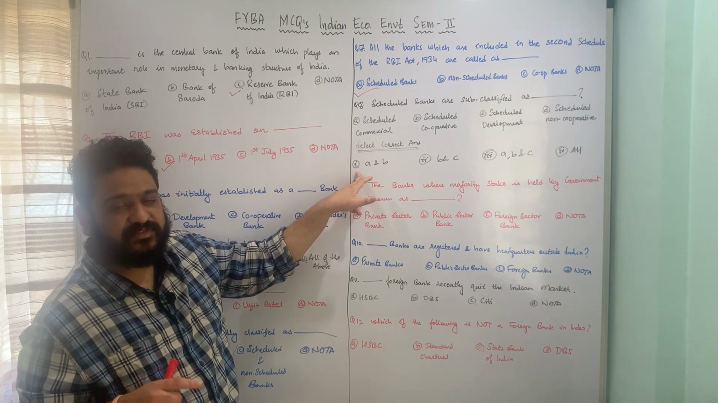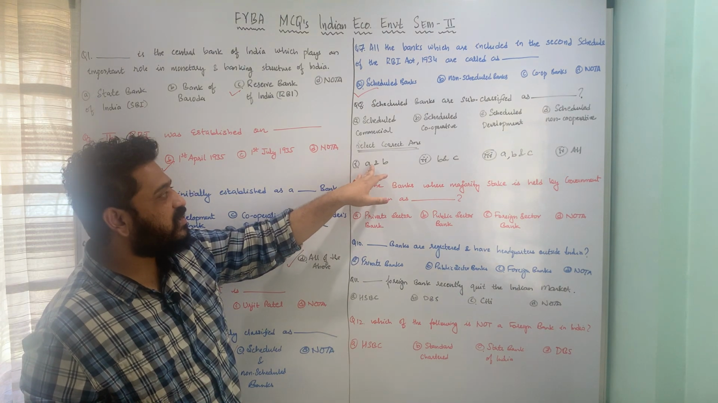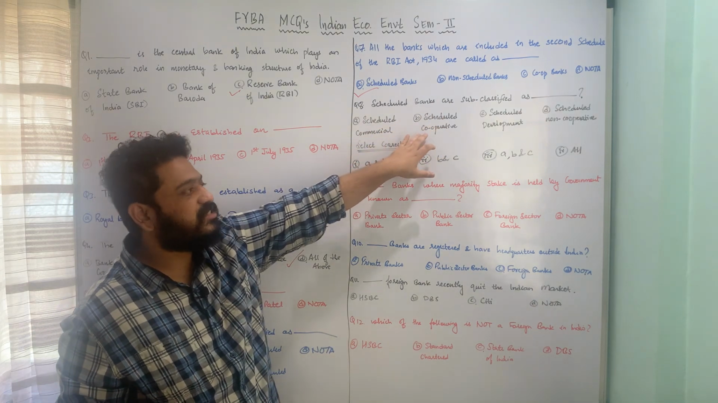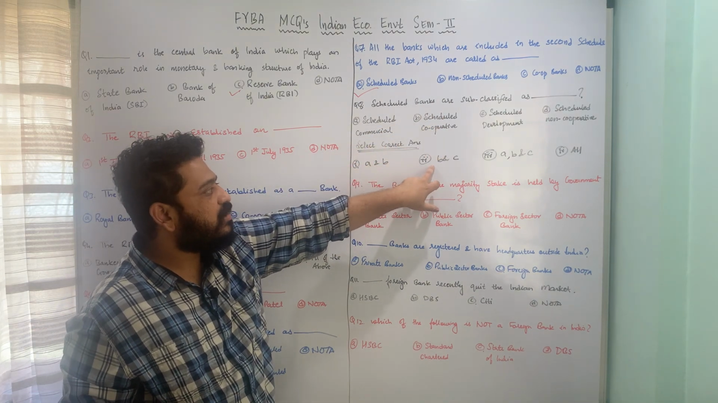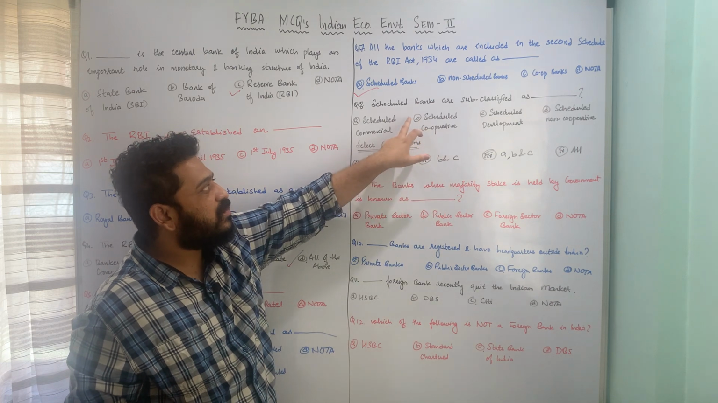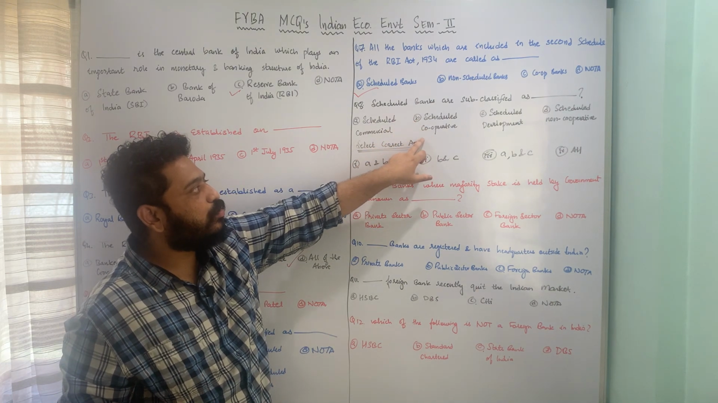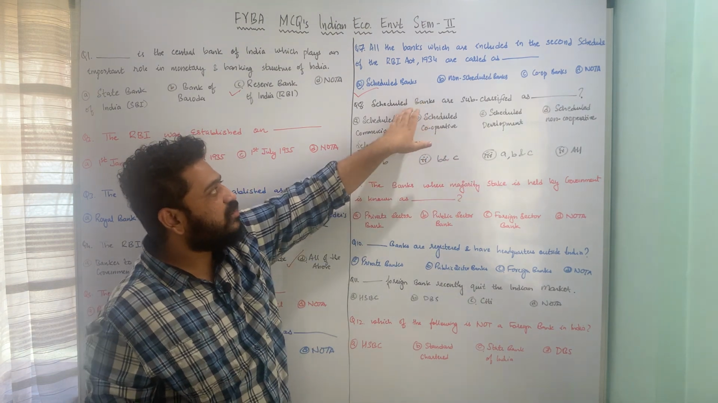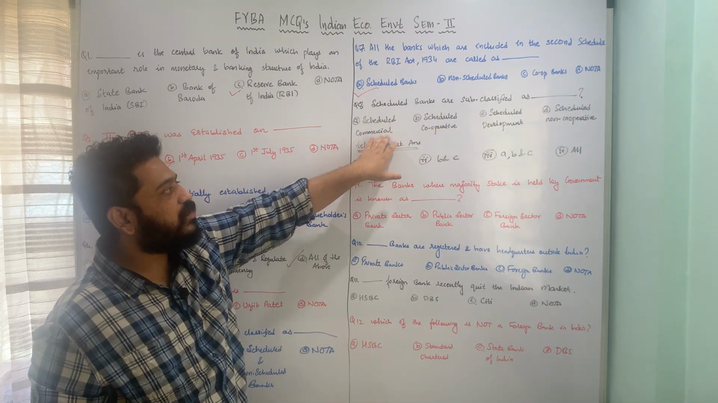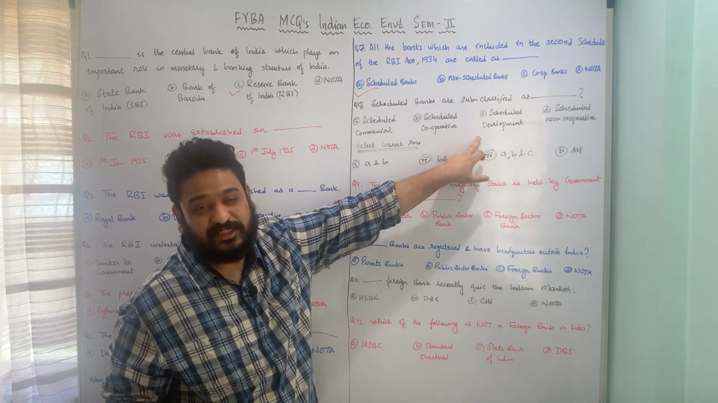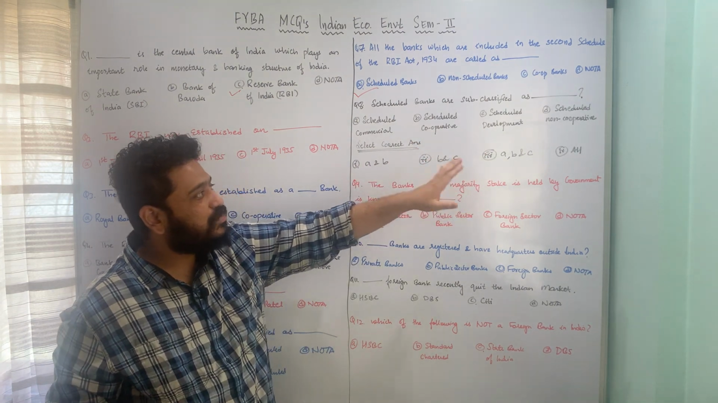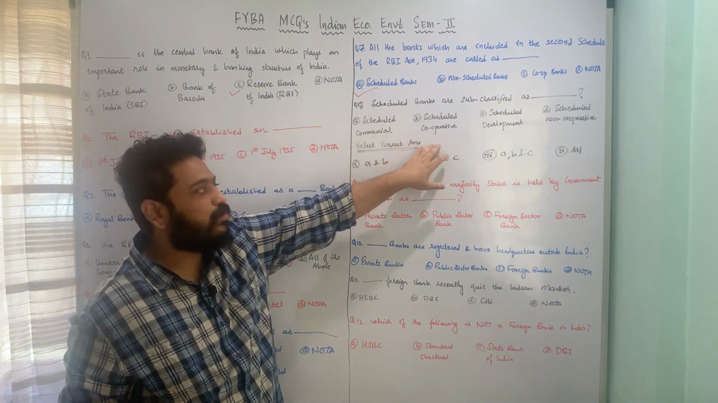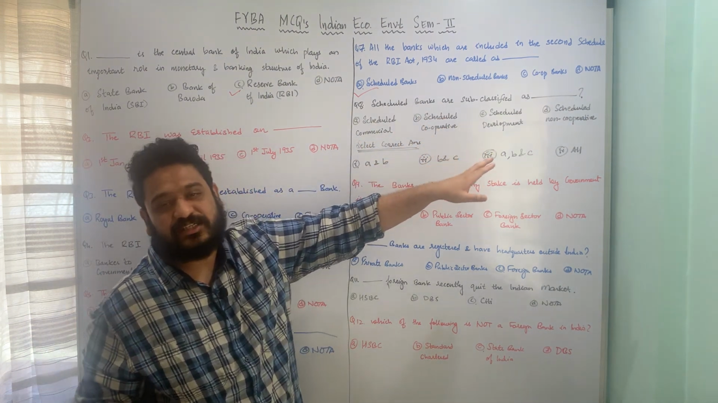The first option which is available to us is A and B. That means scheduled banks are subclassified as scheduled commercial and scheduled cooperative. Then we have the second option as B and C, scheduled cooperative and scheduled development banks. Then option C, scheduled commercial, scheduled cooperative, and scheduled development banks. And last is all, that means scheduled commercial, scheduled cooperative, scheduled development, and scheduled non-cooperative.